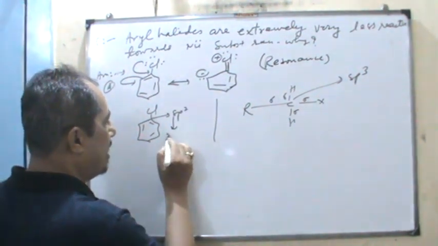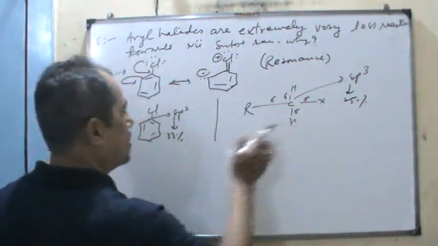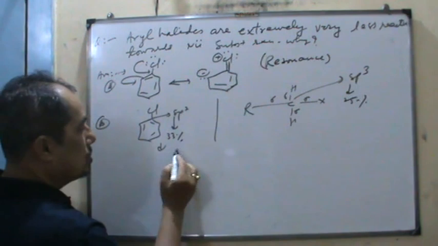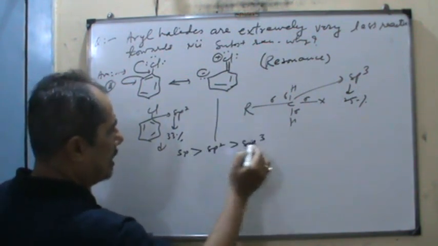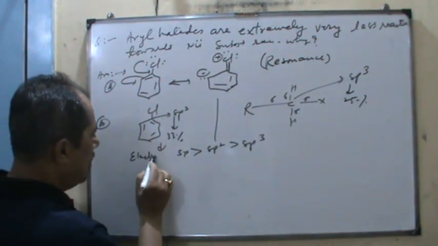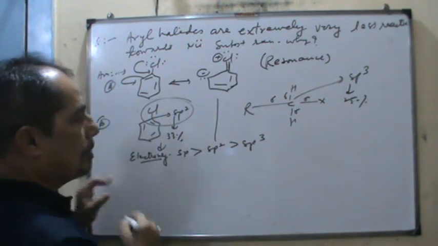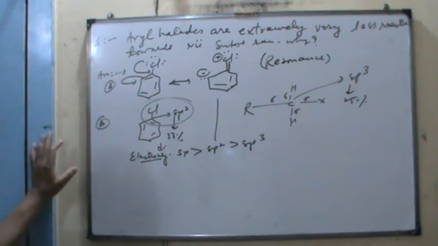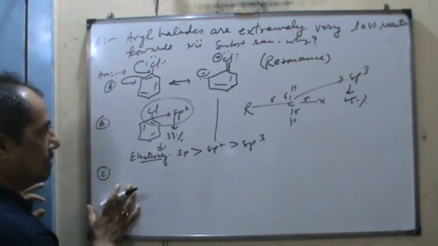So what is the s character here? 33%. But here what is the s character? 25%. So the more the s character, the more the electronegativity. So sp is more electronegative than sp2, and then sp3. So it is a more electronegative element here. So as such, chlorobenzene finds it difficult to proceed with nucleophilic substitution reaction.